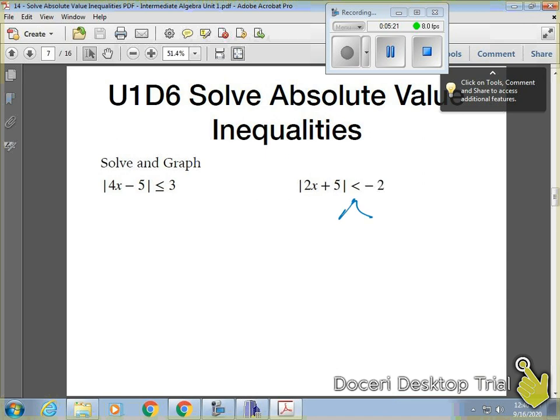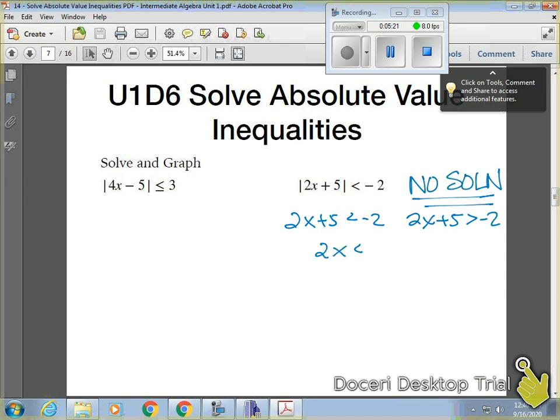The other problem, I have the absolute value is less than a negative number. I can't have absolute value equal a negative number, and I can't have an absolute value less than a negative number because absolute value represents a distance. So this is going to have no solution. If you don't recognize that it's supposed to be no solution, you can get that if you go ahead and solve it the way we did the others.